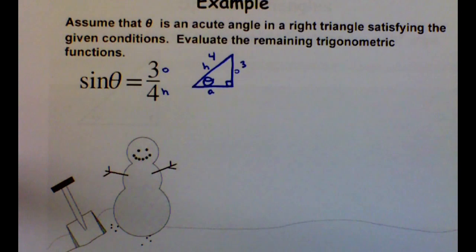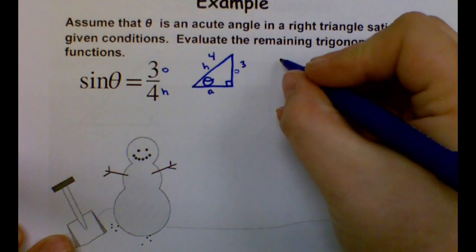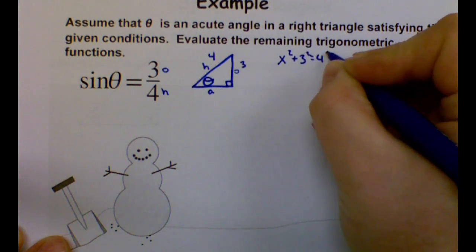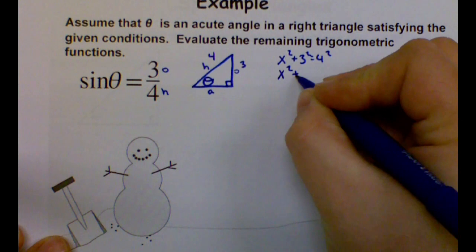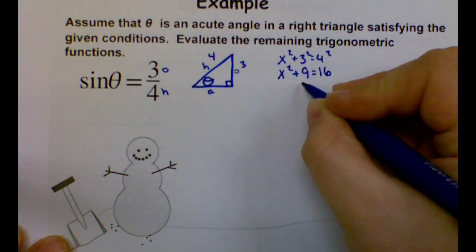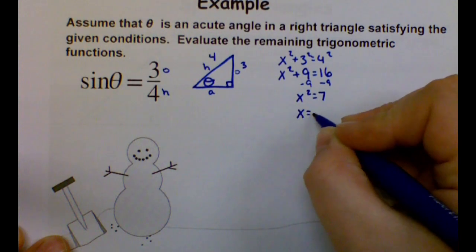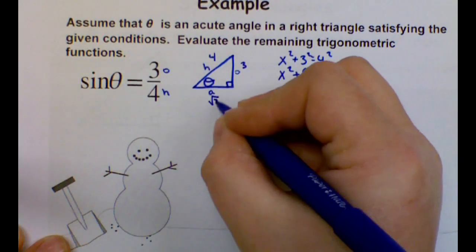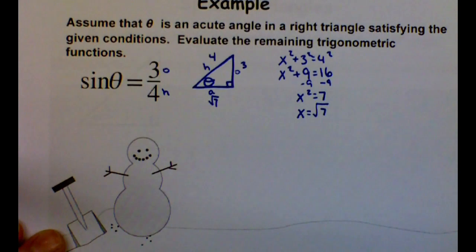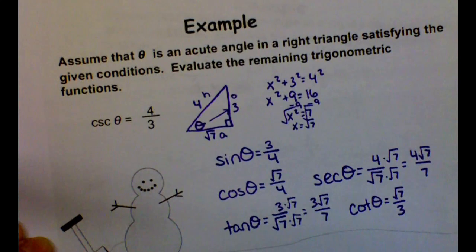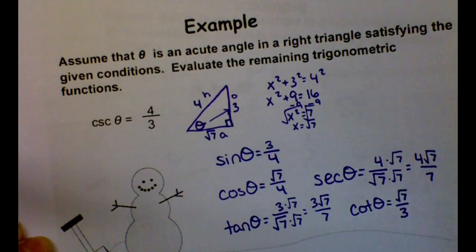This problem sounds pretty familiar. Because if we take x squared plus 3 squared equals 4 squared, we have x squared plus 9 equals 16. X squared equals 7, so x is the square root of 7. This is the exact same triangle we had 2 problems ago. Same exact triangle. So that means all the answers are exactly the same. We already have the answers.